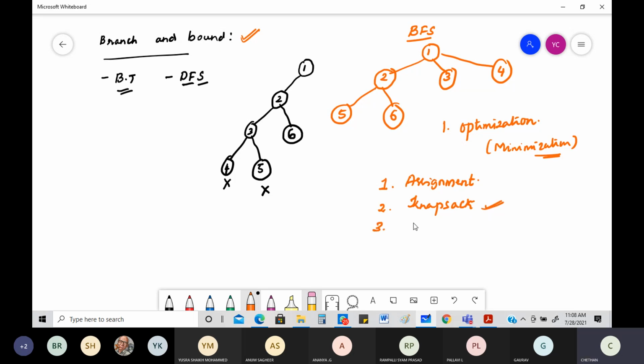There's one more thing which you have already done using dynamic programming, which is nothing but your traveling salesman problem. This problem can also be solved using branch and bound, B and B. Using the branch and bound technique we can do these problems. So I think we are going to study all these three problems, and if you study all three, it will be the end of the branch and bound technique.